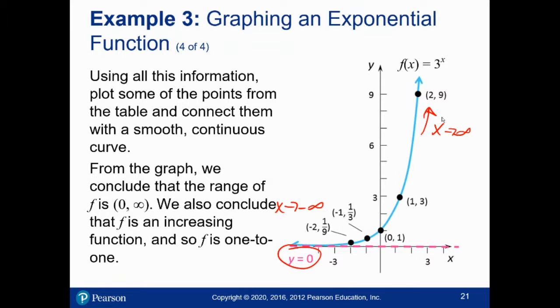This is not a vertical asymptote, though. The domain is all real numbers. It's going up quite steeply, but there is no value of x that you can't plug in. So this is not a vertical asymptote.